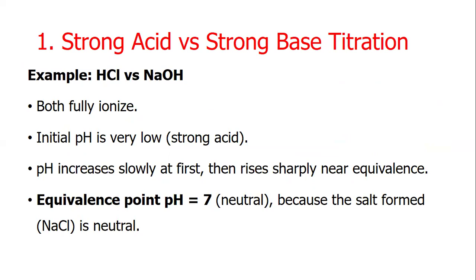Strong acid versus strong base titration, for example, hydrochloric acid and sodium hydroxide, both fully ionized. Initial pH is very low, strong acid. pH increases slowly at first, then rises sharply near the equivalence point. Equivalence point pH is 7, neutral, because the salt formed, sodium chloride, is neutral.